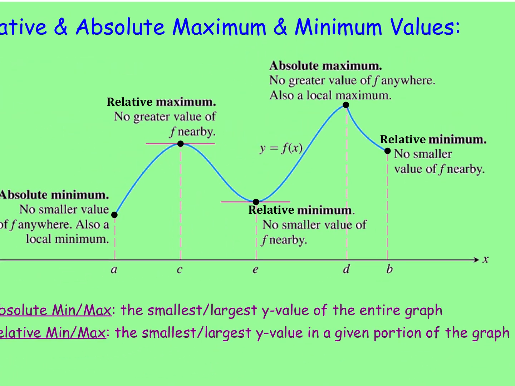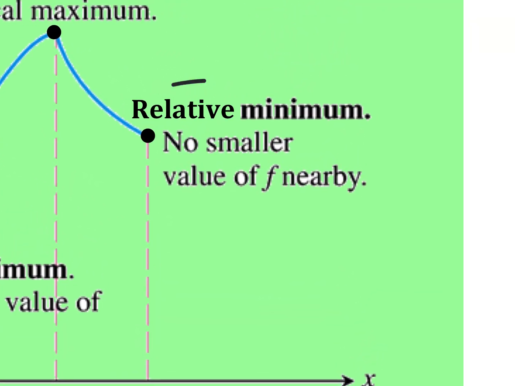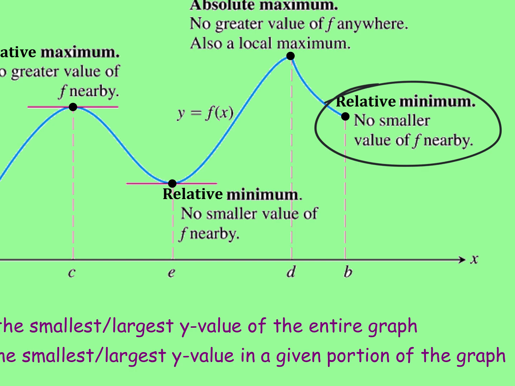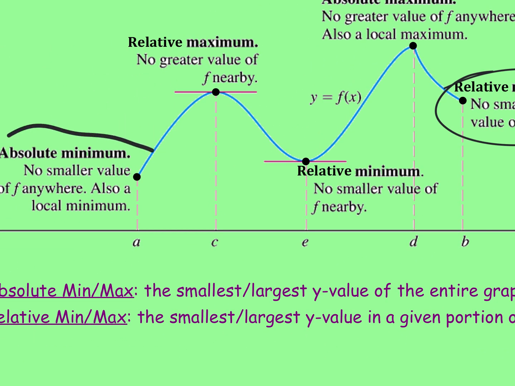The weird kind is this one. I totally get how it looks like you should say that it's not really a minimum because it doesn't have points on both sides of it that are higher, but that's not the question. Is there any place nearby that is smaller or lower? No. So then it's the lowest of them all, and therefore it's a relative minimum. It's not the absolute minimum, though, because there's places that are lower. That one is the absolute minimum.